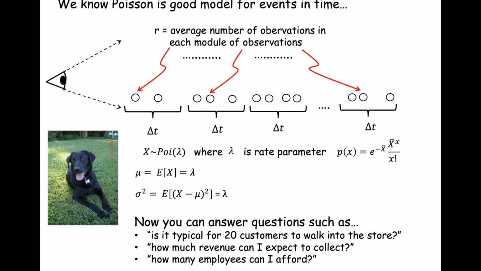How much revenue can I expect to collect? Well, if you know the average dollar amount, you multiply that by the expectation of this particular Poisson. Or, similarly, you could simulate by sampling the number of customers that walk into the store from this Poisson distribution for which you've made the substitution, and then multiply each customer by the number of dollars on average each customer spends. And that can be your forecast, your educated guess, about how much revenue you can expect to collect.